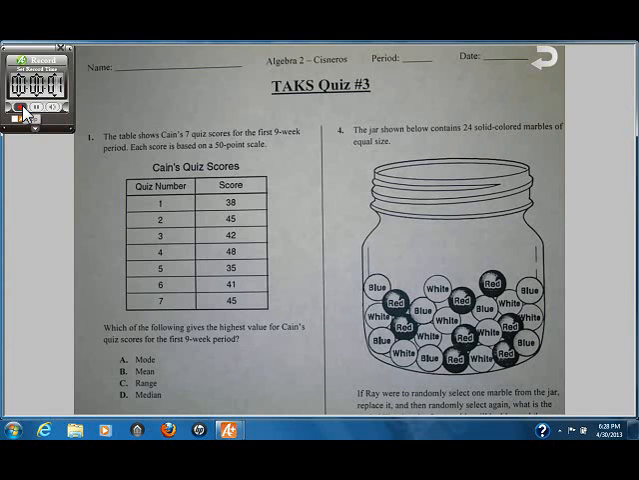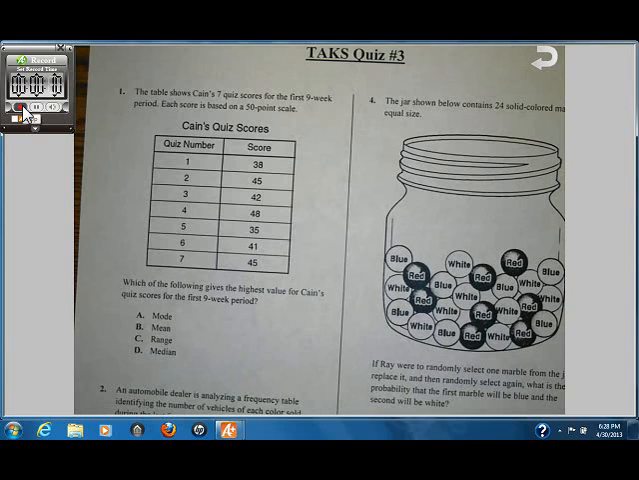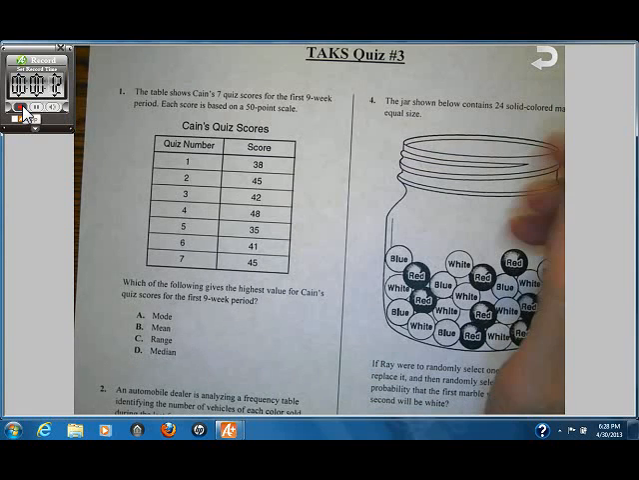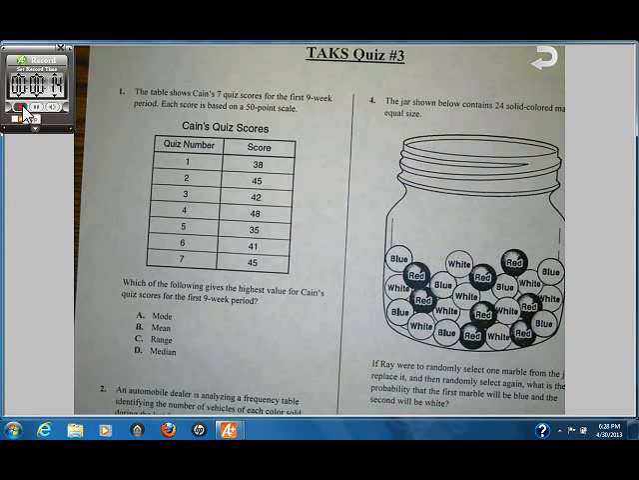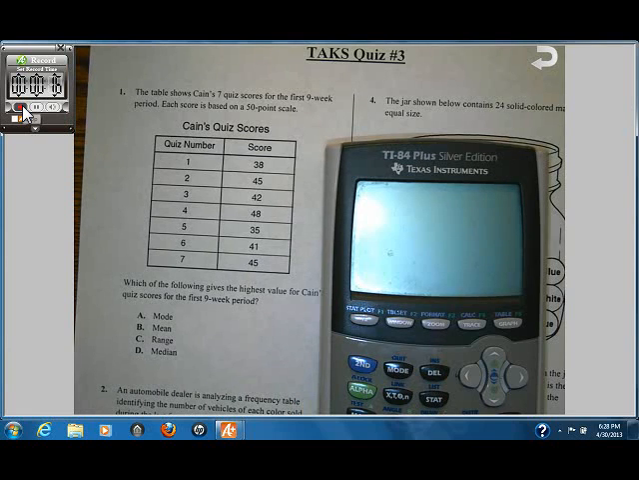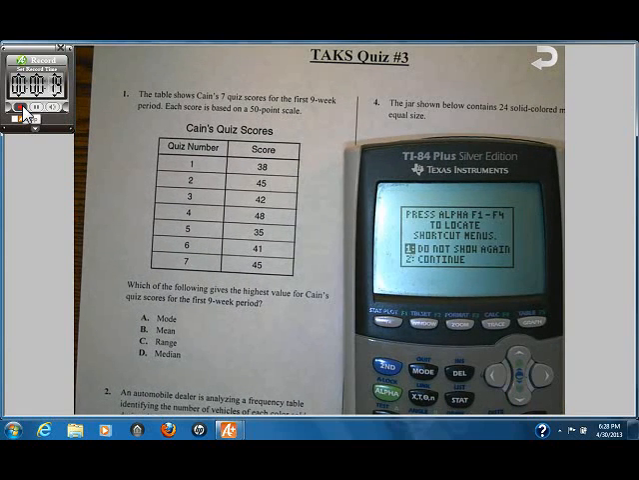Okay, so this is the third quiz. You're trying to find which of the following is the highest. So basically, they want you to find the mean, the mode, the median, and the range. In the interests of swiftness, I found it efficient to construct a list.